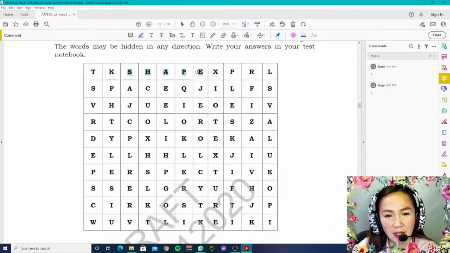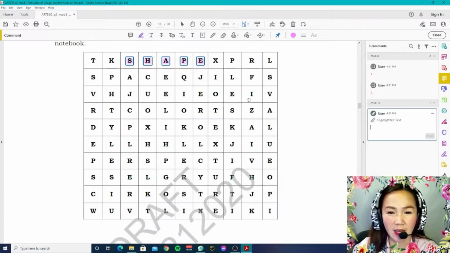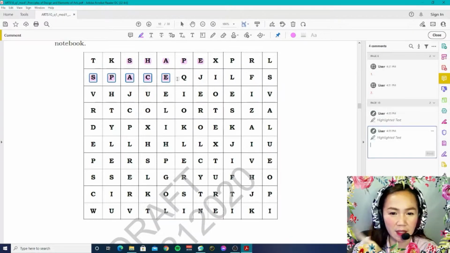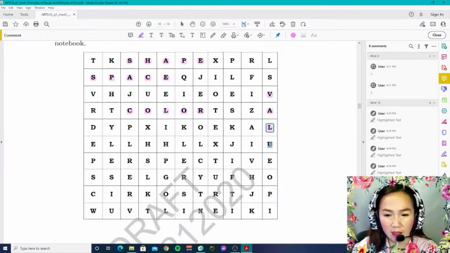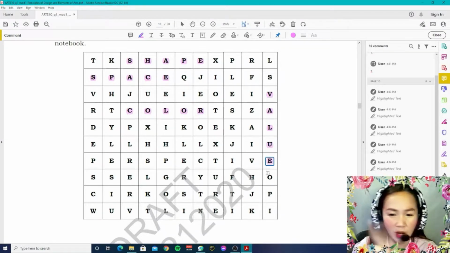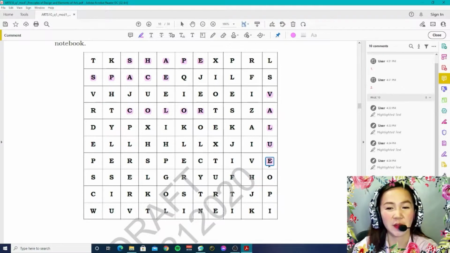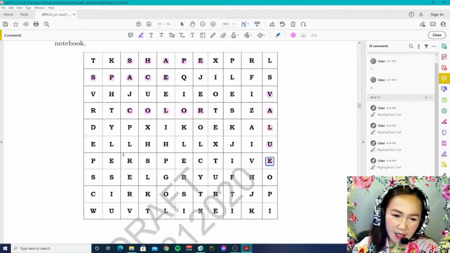We have, tada! Shape. There. Okay. Ano pa nakikita niya? Another word, space. Okay. Next one is color. I have here color. Okay, ano pa? Value. May nakita kayong value? Ito. 1, 2, 3. Ayan. Hindi ko siya pwedeng diretsong highlight. Oops, mali. Hindi yan. Value. Okay. Next is perspective.